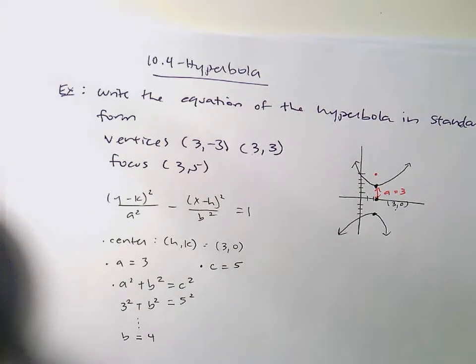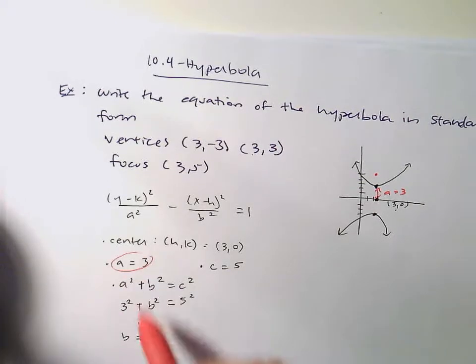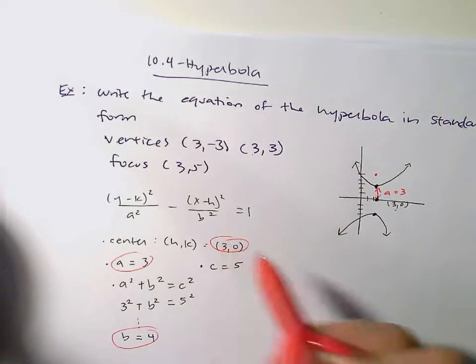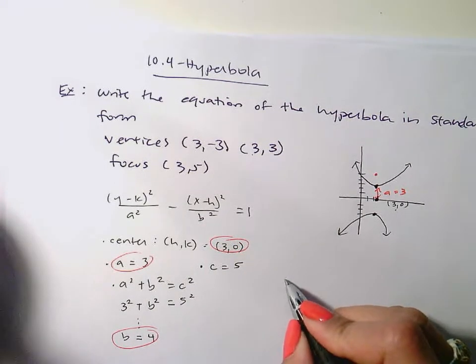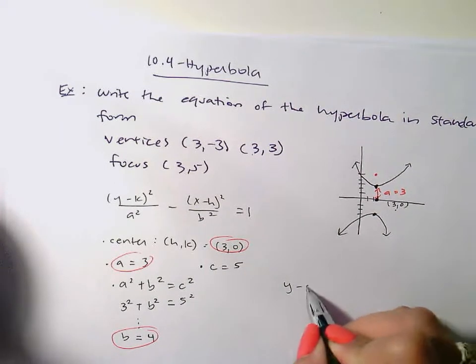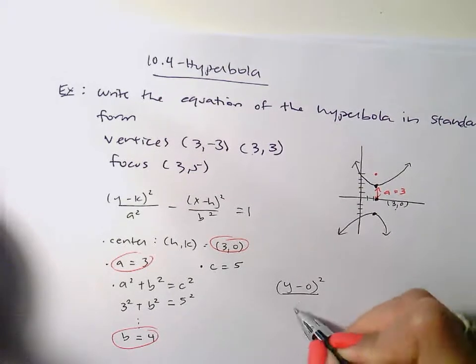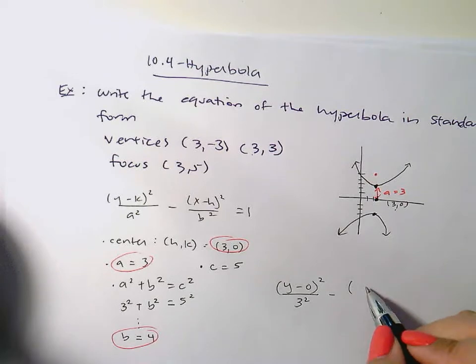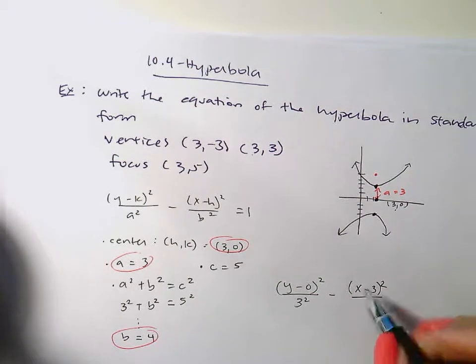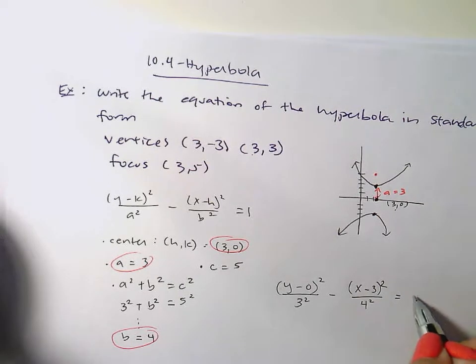So that means that a is equal to 3, b is equal to 4, and the center is at (3, 0). We have everything to write our equation. So (y minus k) squared is now (y minus 0) squared divided by a squared, that's 3 squared, minus (x minus h) squared, so (x minus 3) squared over b squared, and b squared is 4 squared, and this is equal to 1.